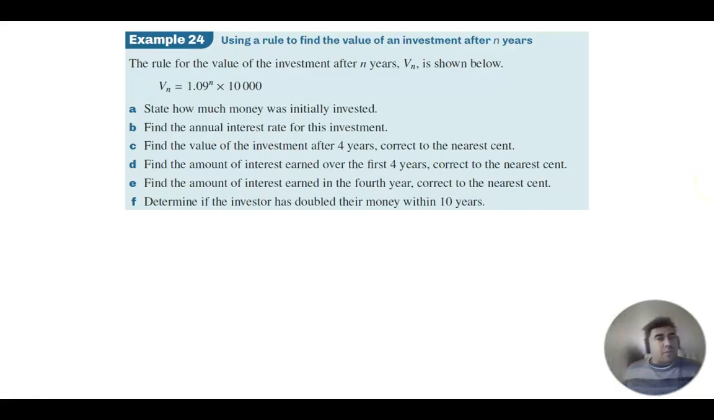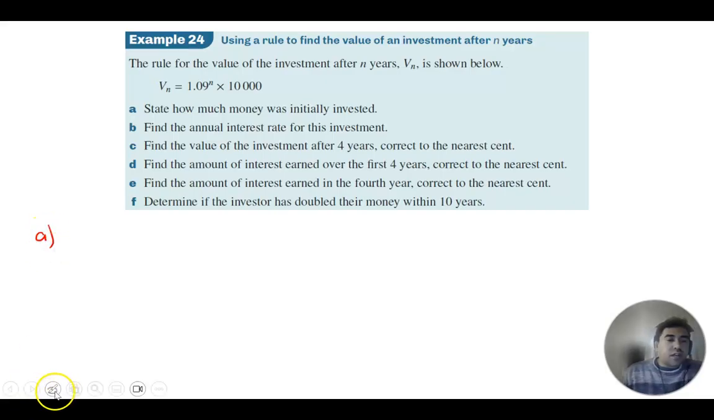Example 24, we're going to be using a rule to find the value of an investment after a certain amount of years. We've got this example, and then we've got one more TI Inspire calculator example after this. Let's say that there's a rule for the value of an investment, and this can be shown as V of n is equal to 1.09 to the power of n times 10,000. So there's a few pieces of information that we can extract and observe here.